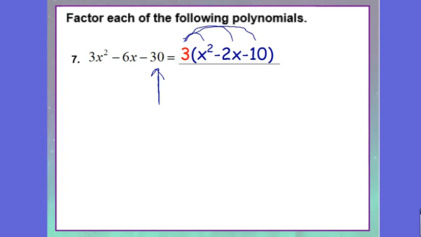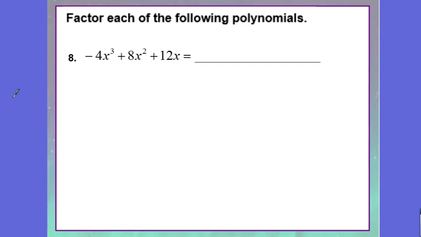If you're still having a hard time, as long as you can pick out your GCF, you can always try showing your work this way. You're really just dividing each term by 3 to find out what will go in here. Because 3 divided by 3 goes away and I'm left with x squared. Negative 6 divided by 3 gives me negative 2. And negative 30 divided by 3 gives me negative 10. So if that method helps, that's another way to show your work.